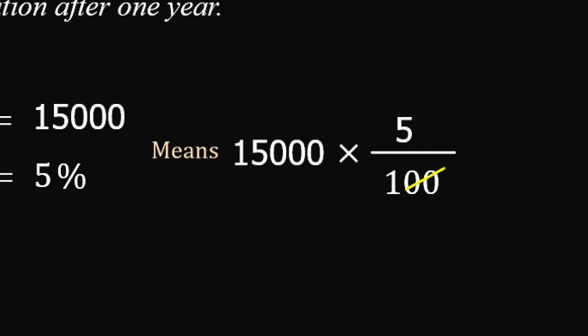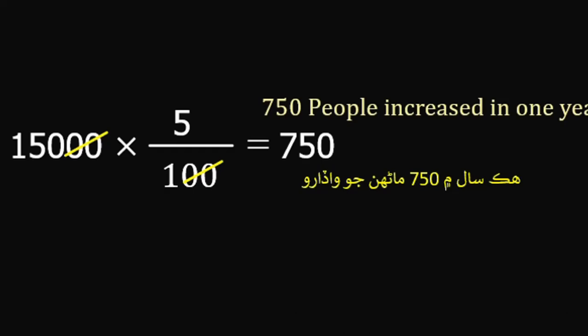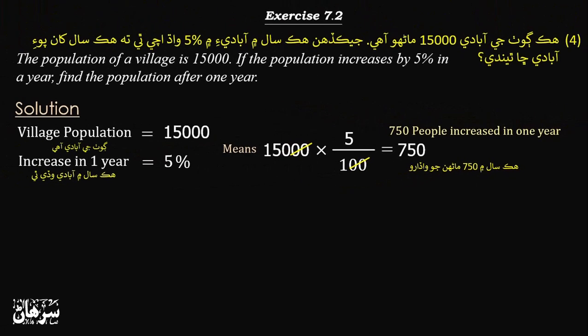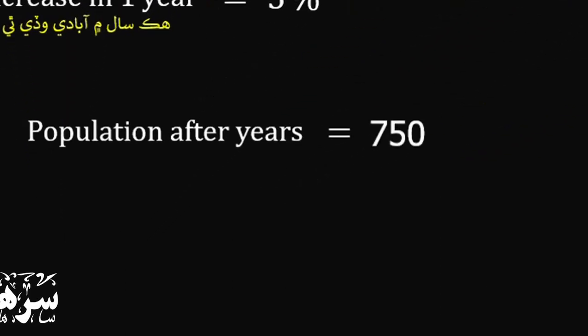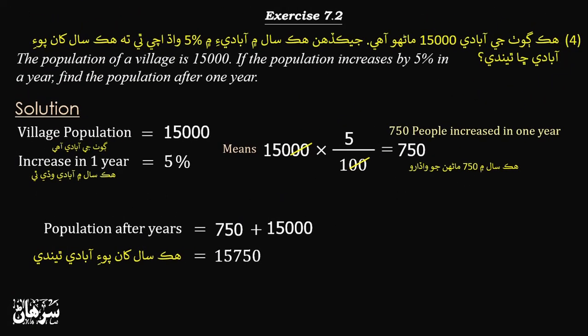So now cut 20 from 100 and 20 from 15,000. Now multiply 5 into 150. You will get 750. 750 people increased in 1 year. Population after 1 year: 750 plus 15,000. You will get the total population after 1 year.